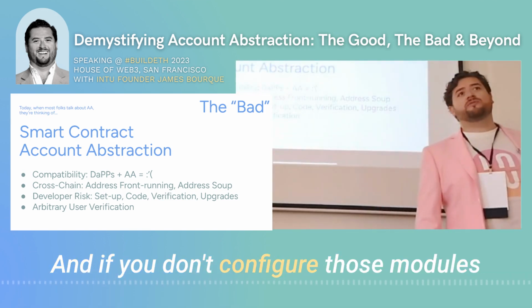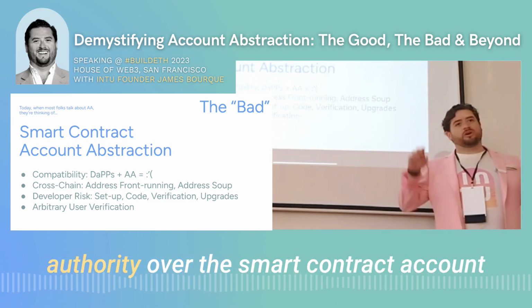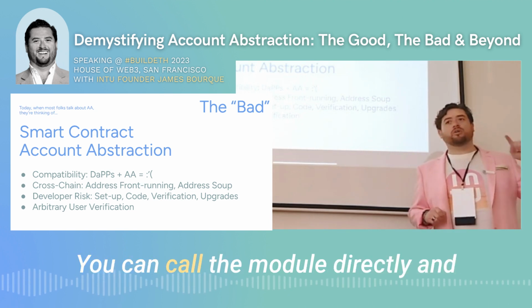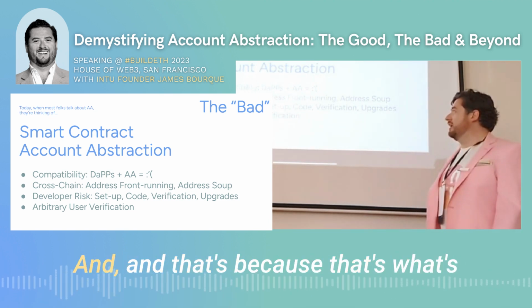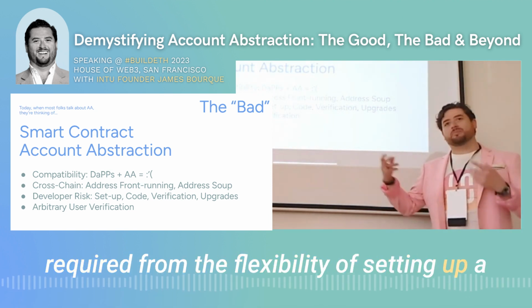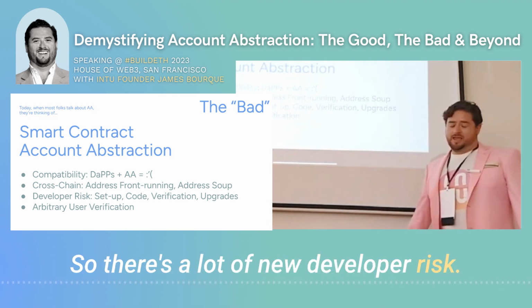And if you don't configure those modules correctly, they actually have more authority over the smart contract account than the individual users themselves. You can call the module directly and drain an entire smart contract account. And that's because that's what's required from the flexibility of setting up a Gnosis Safe the way that you want, right? So there's a lot of new developer risk.